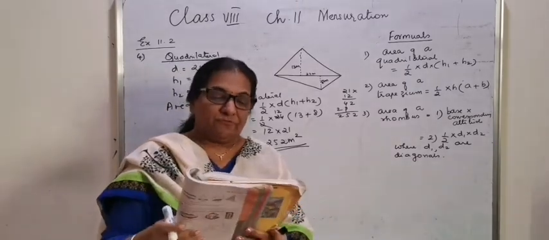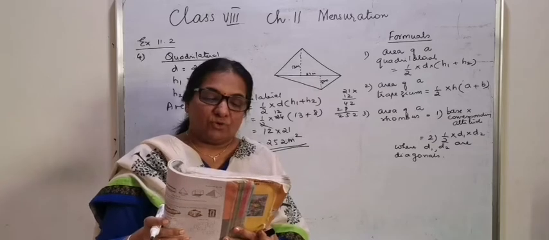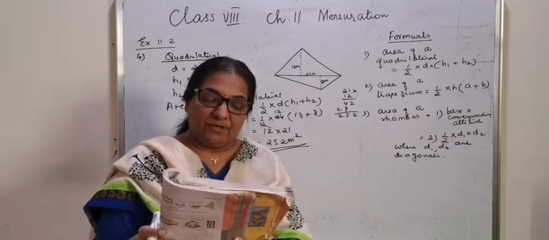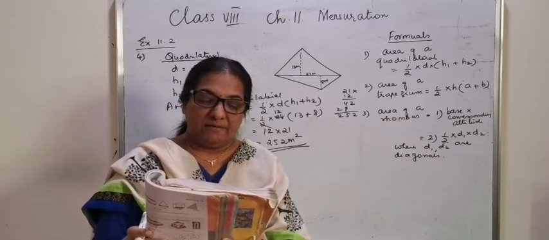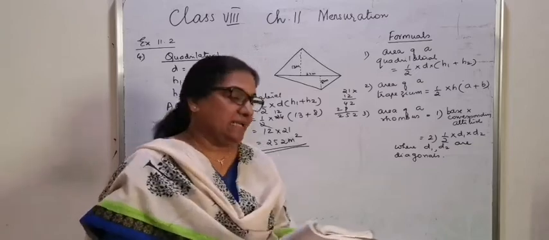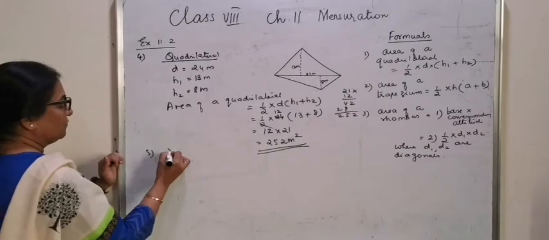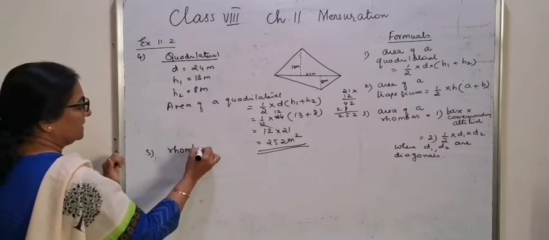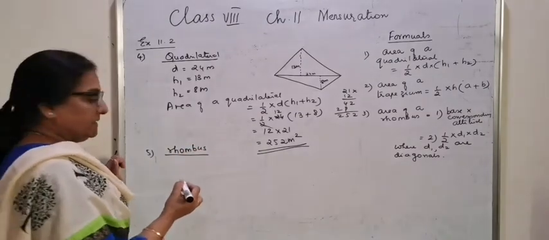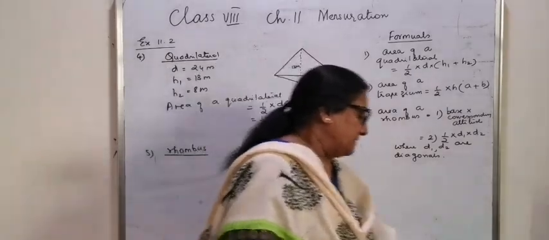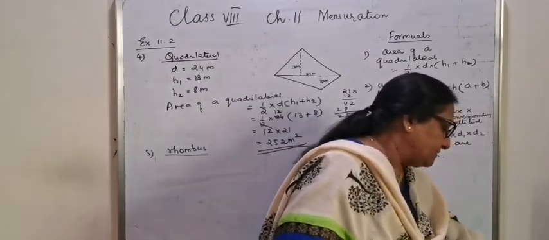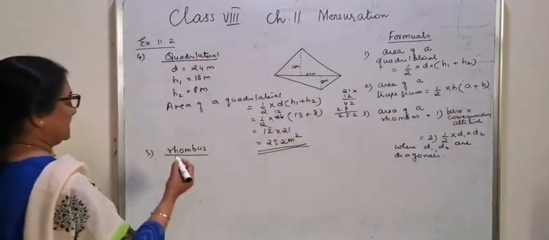Question number 5. The diagonals of a rhombus are 7.5 centimeter and 12 centimeter. Find its area. It's a direct application of the formula. The question says it's a rhombus. The diagonals of the rhombus are 7.5 centimeter and 12 centimeter.